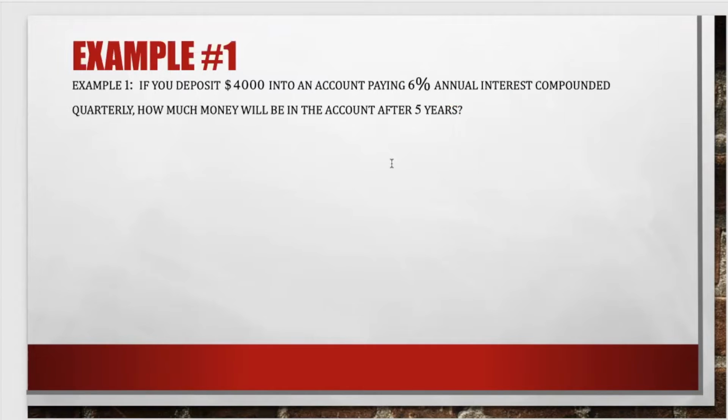So here's the example I have. If you deposit $4,000 into an account at 6% annual interest compounded quarterly, how much money would be in the account after 5 years?